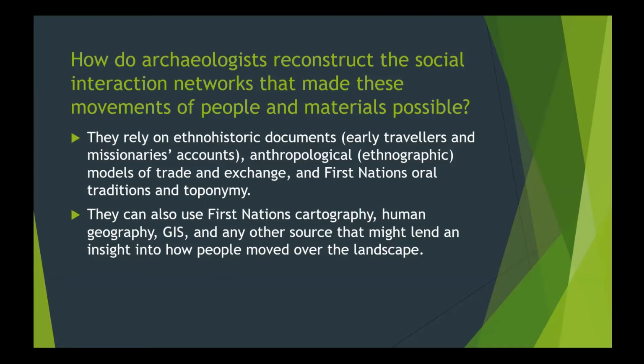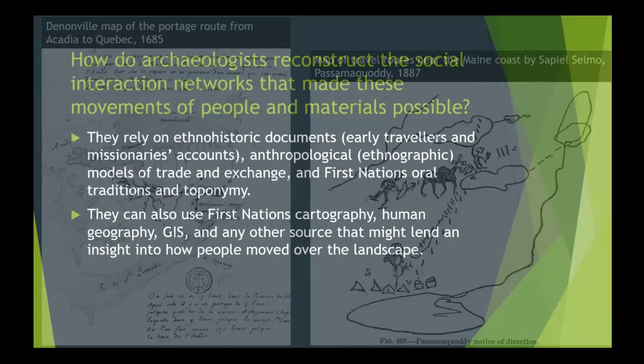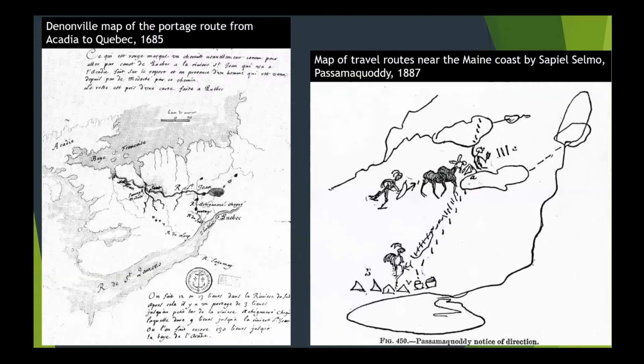So, for example, here's a couple of examples of maps. On the left you have a map of the portage route from the Gulf of Maine and the Bay of Fundy to the St. Lawrence River, and it's de Nonville who drew this map, but in fact it's all based on information that was given to him by the Maliseet, the Etchemin. And on the right is a map drawn by a Passamaquoddy person in the 19th century of how he went inland and camped and hunted moose, etc.